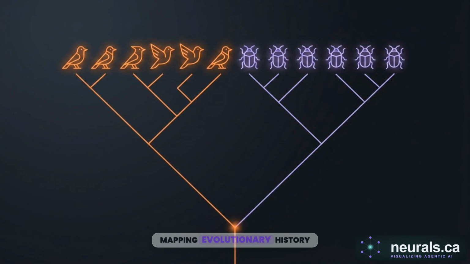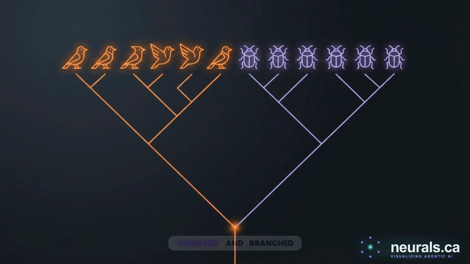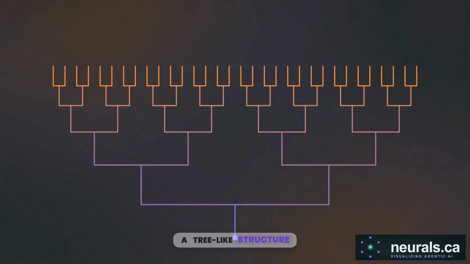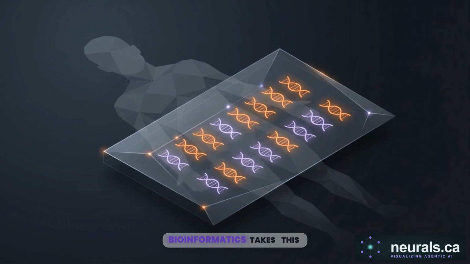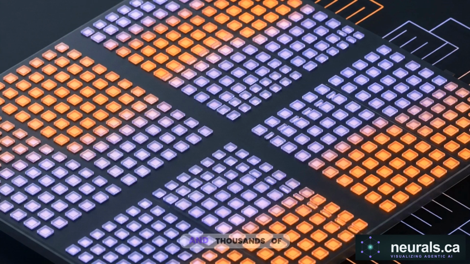Biologists mapping evolutionary history track how species diverged and branched from common ancestors over eons, a process that requires a tree-like structure to be accurate. Bioinformatics takes this a step further. Analyzing gene expression requires researchers to map complex relationships between specific samples and thousands of individual genes simultaneously.